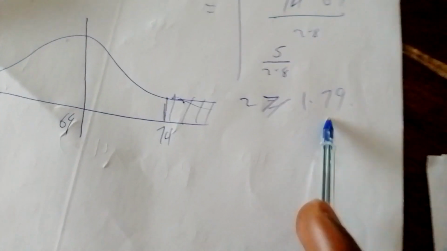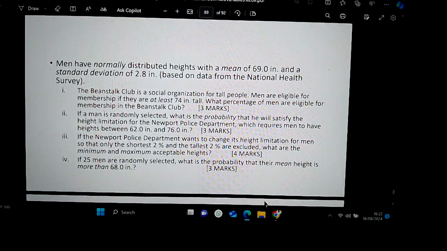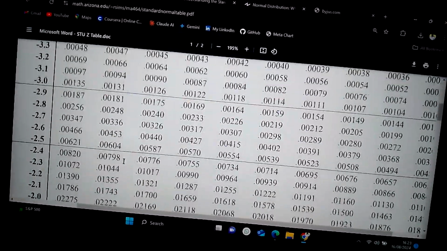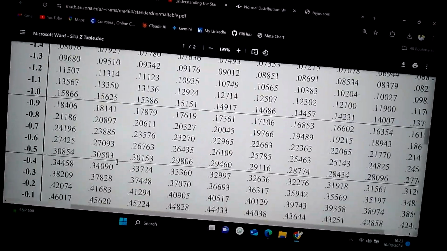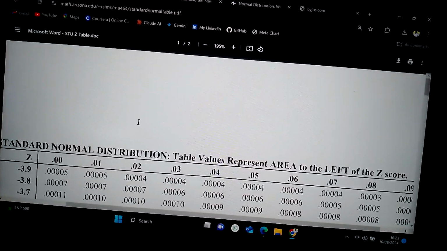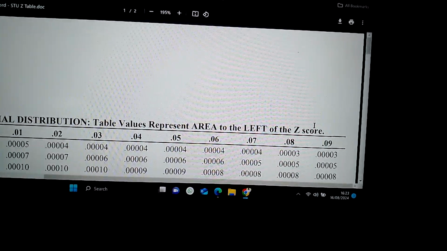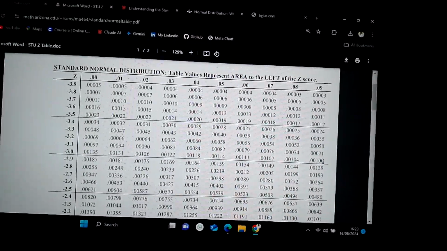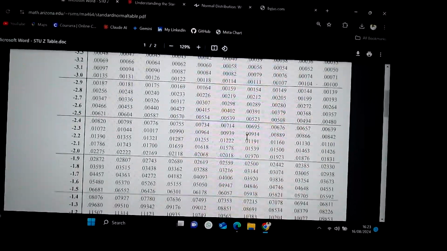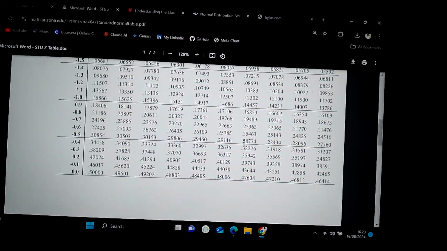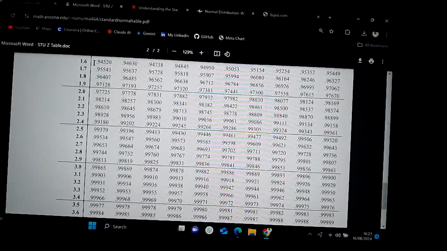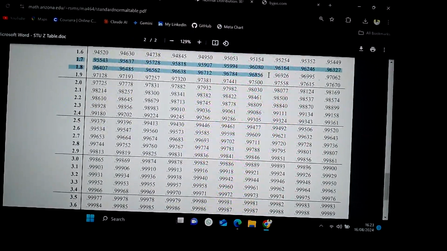Now, if you find the z-score of 1.79, you'll see the many ways of working around this. So we look for 1.7 and then look for the 9, which will be the last column. So we have to look for 1.7 here. We'll find 1.7 here, and we trace it to the end.